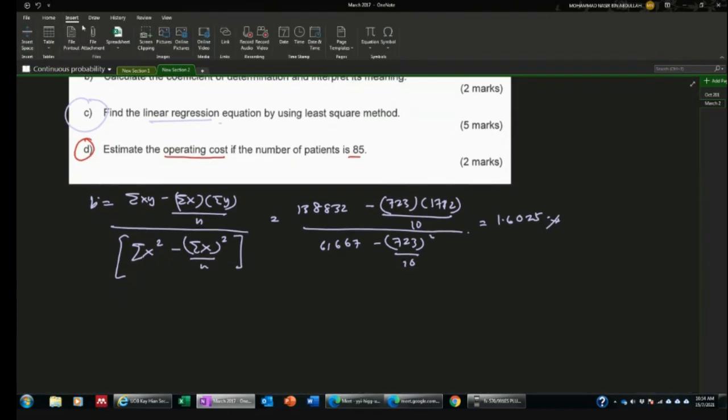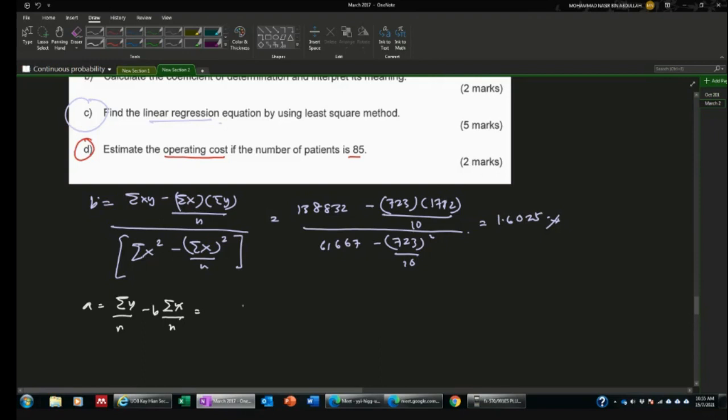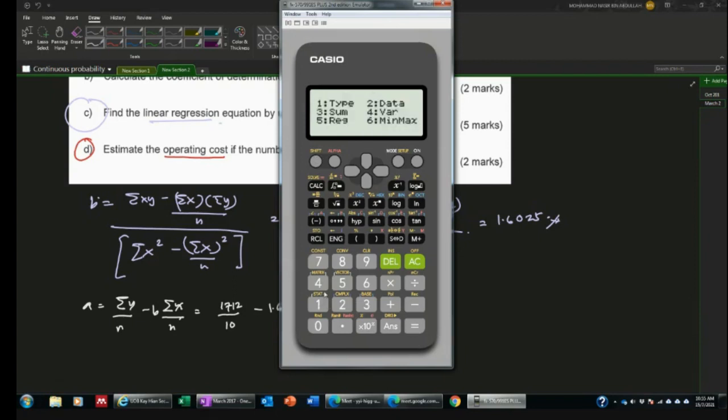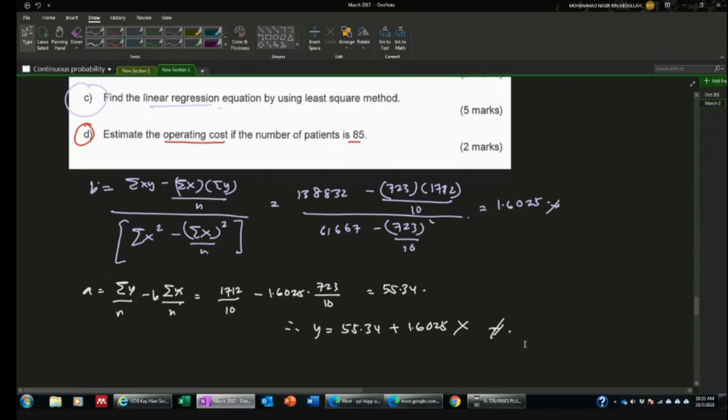Next, find the value of a. The value of a is equal to the average of y, summation of y divided by n, minus b times summation of x divided by n. Input the values: 1712 divided by 10 minus 1.6025 multiplied by 723 divided by 10. Or use shift 1, number 5, and find a, number 1. It should be 55.34. So the regression equation is equal to 55.34 plus 1.6025x.